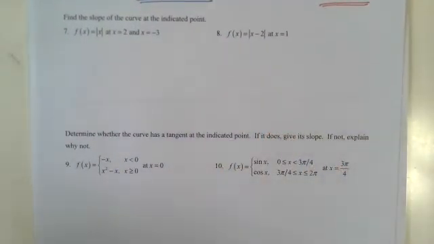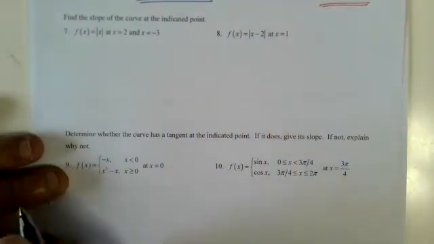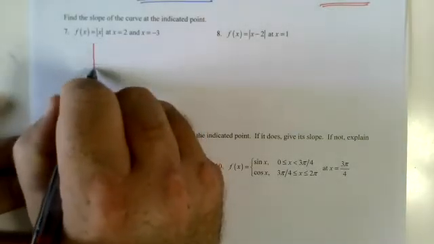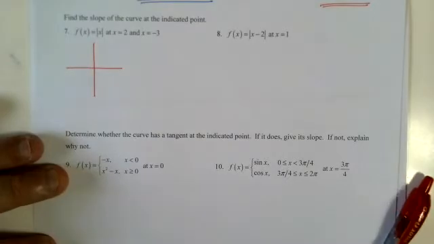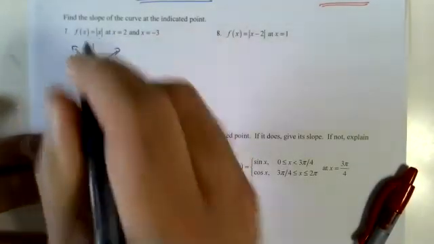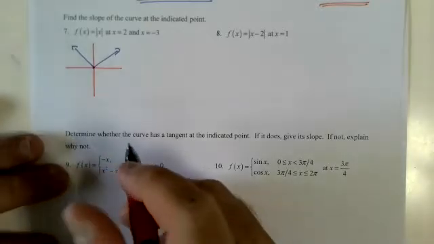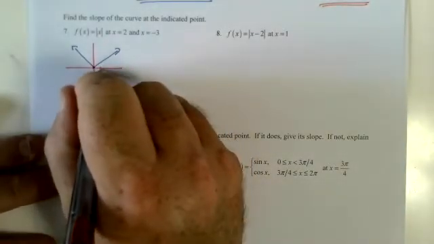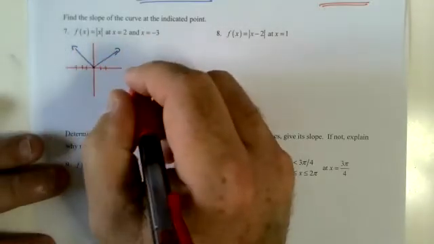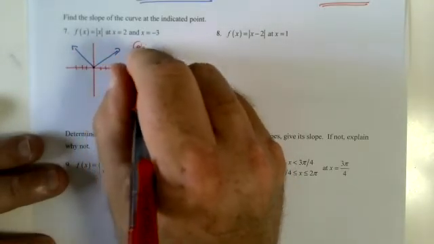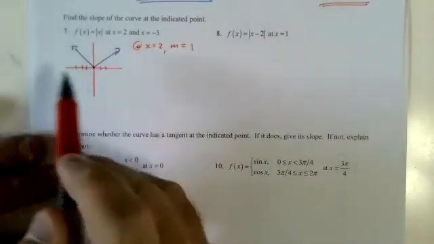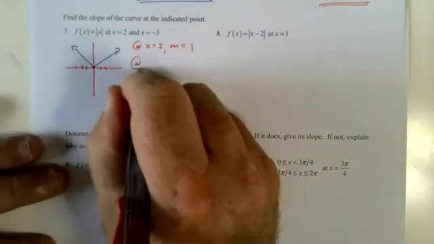Find the slope of the curve at the indicated point. Now, whenever you look at something and go, I don't know how to do that, graph it. This is a trick you will see a lot. I don't know what to do here. Well, we better graph it. At x equals 2, slope is 1, slope is negative 1. So that's it. So, well, I had to do all this algebra. Sometimes you just got to graph it and be smart.